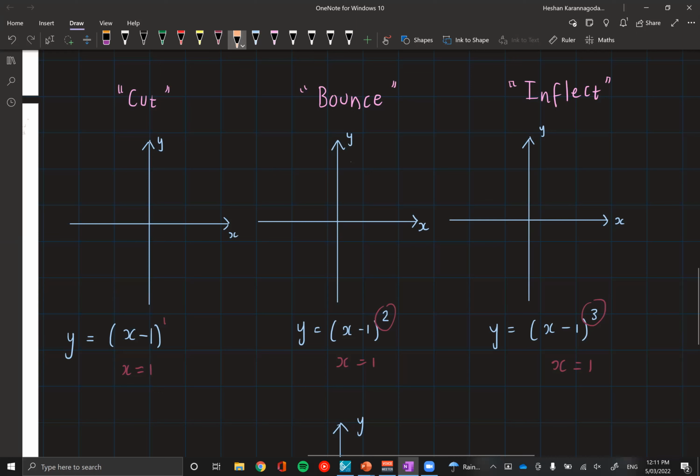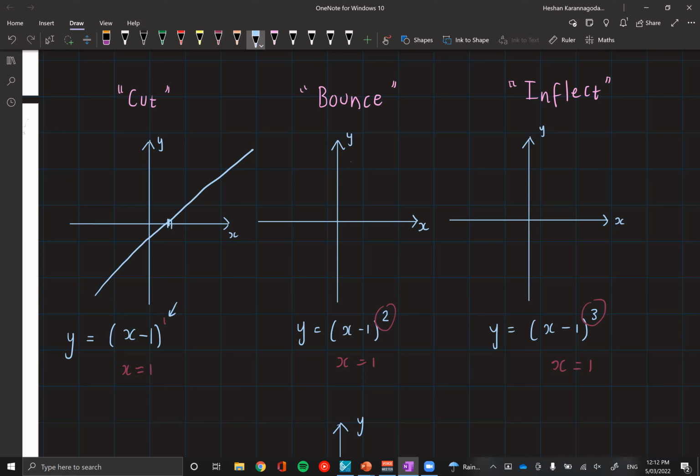So whenever we're sketching this, we know that x is going to be equal to 1. So we know that it's going to cut through here, right? So this is just like a linear equation that you've learned. And the trick behind this is whenever you have 1 as your power, you know it's going to cut through that x-axis intercept.